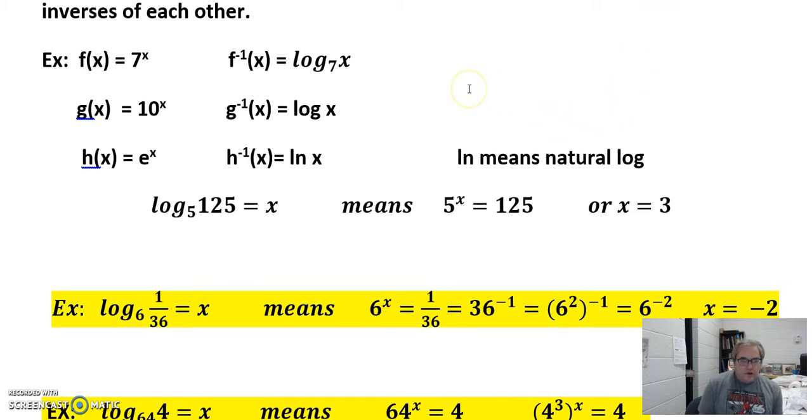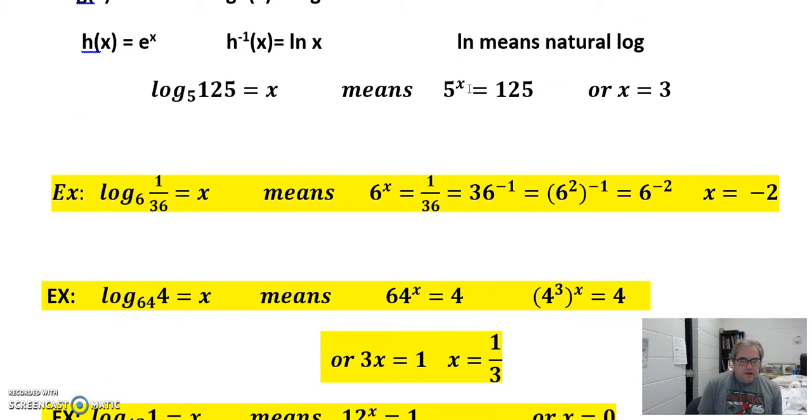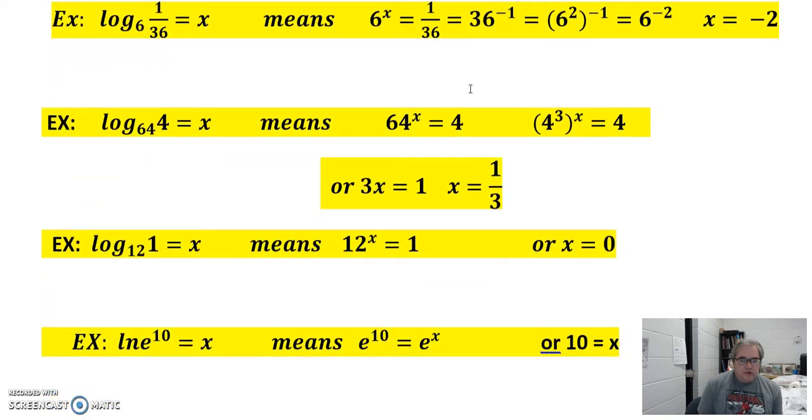So some of these examples I'm going to go through now. Some I'm going to skip. Some are a little tougher than I intended at the moment. So I'm going to jump right down to this one here. Log base 12 of 1 is equal to x. Rewrite it as exponential. That means 12 to the x is equal to 1. Well, that's only going to happen when x is equal to 0.